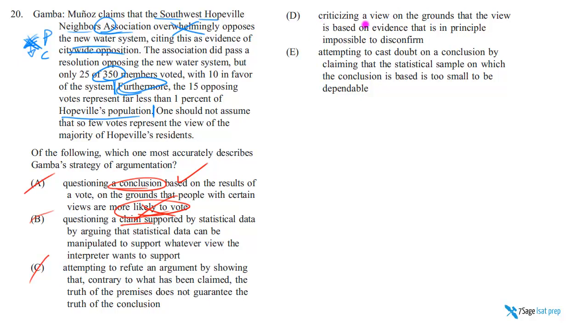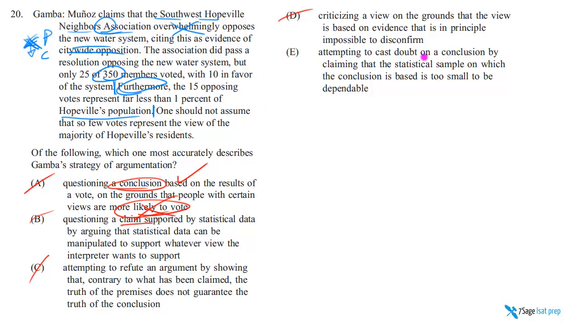D says it criticizes a view on the grounds that the view is based on evidence that is in principle impossible to confirm, but that's not right. We're not criticizing this. Here's what D would sound like. Oh, I'm pretending to be G now, Gamba. I would say, your evidence, in principle this survey or this vote that you speak of, you don't have any record of it. I cannot take a look at the video recording of it, there's no way in principle for me to actually confirm this. But no, that's not true. He lays out the details right here, the evidence right here.